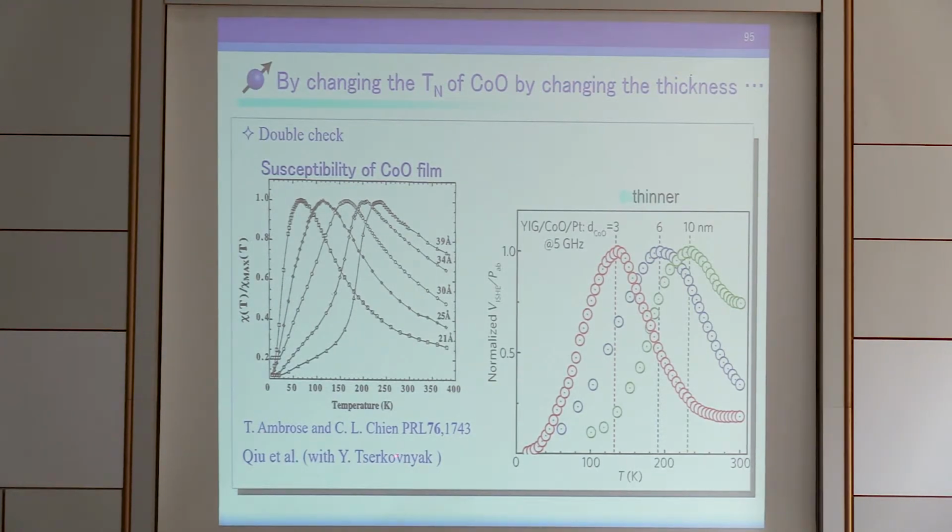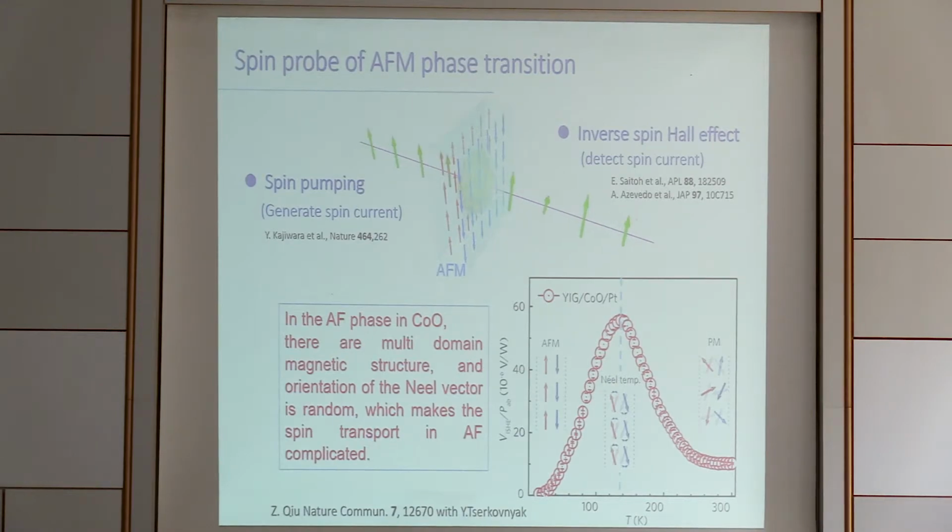Okay, this work was done by Yamamoto, but there is another issue, because in this antiferromagnetic order, there are many domain structures, because the cobalt oxide is not so anisotropic, so the Néel vector is randomly oriented. Okay, so the Néel vector is very random, and this makes the spin transport in this antiferromagnetic phase very complicated.